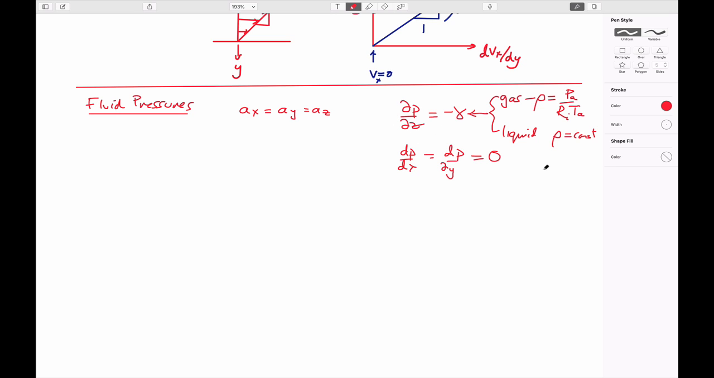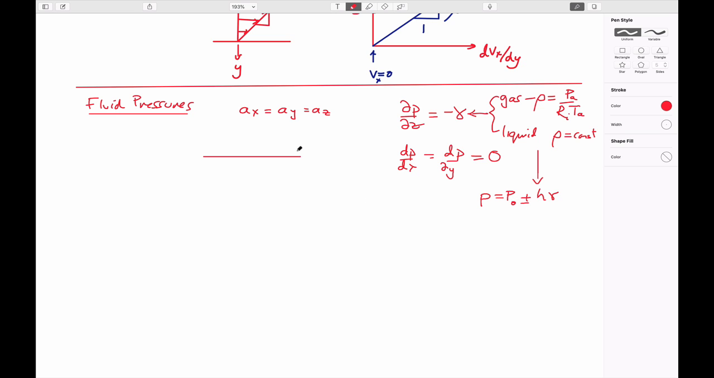And so we can use these relations, in the simplest case, to give us pressure as being equal to the pressure at a point plus an elevation change times a unit weight. And we just have to be careful in terms of the sign that we use as we go up or down in a fluid.